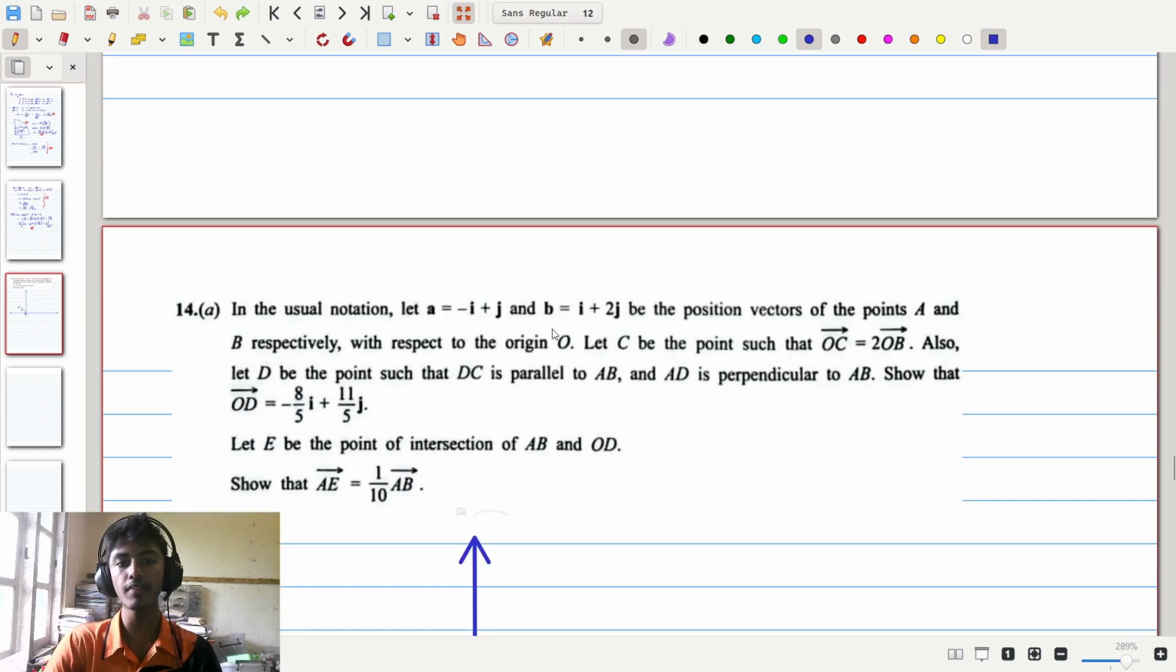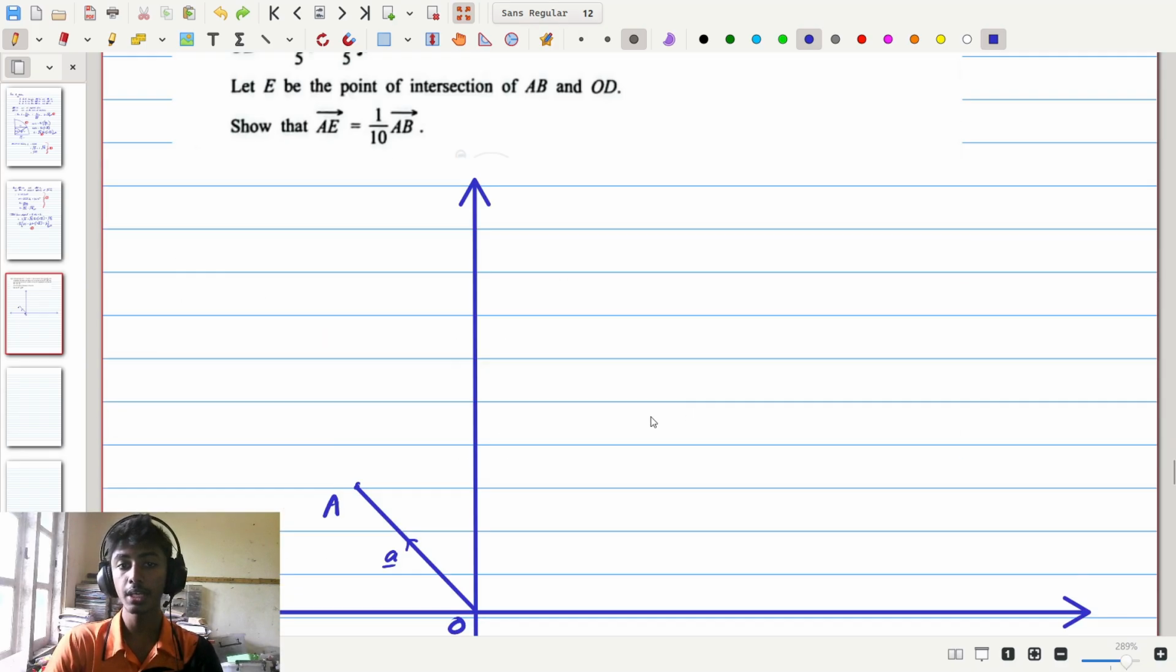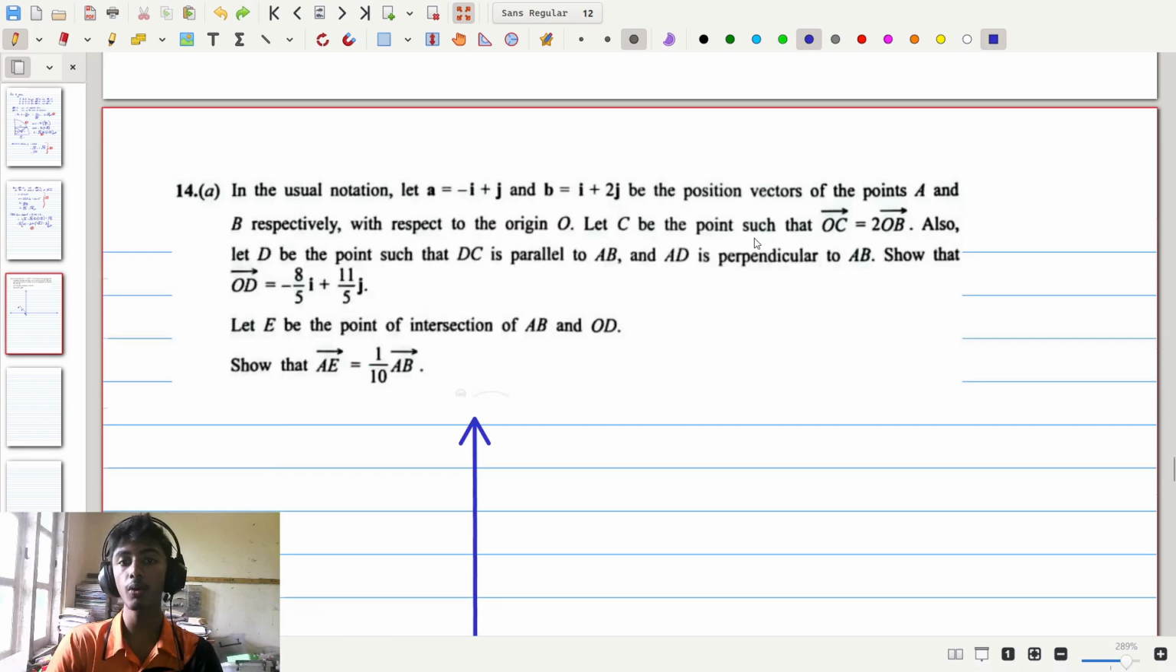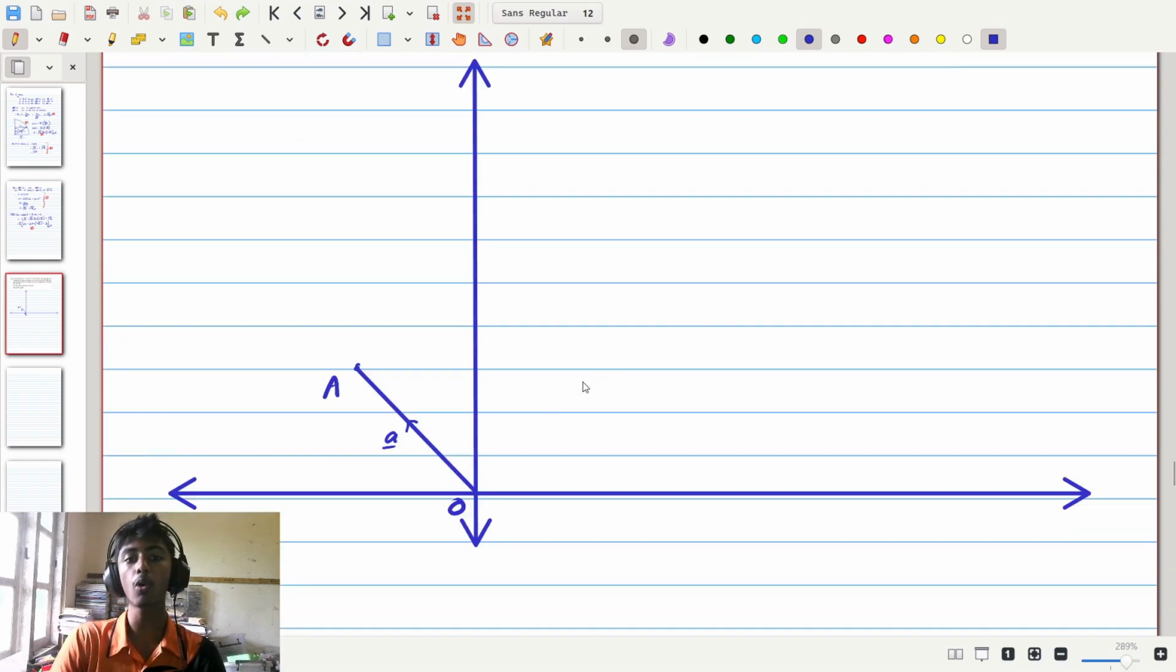Now after that, the B vector is i plus 2j, which would mean it's somewhere over here, and also we know that vector OC is double vector OB, and due to this, if the position vector of B, vector OB, is i plus 2j, then vector OC is going to be 2i plus 4j, which is going to be collinear with that first vector but twice as far away.